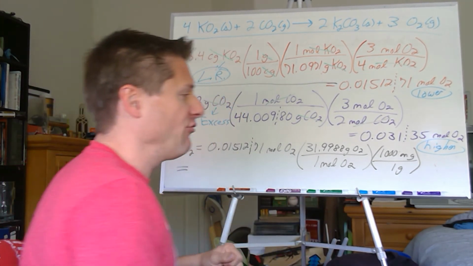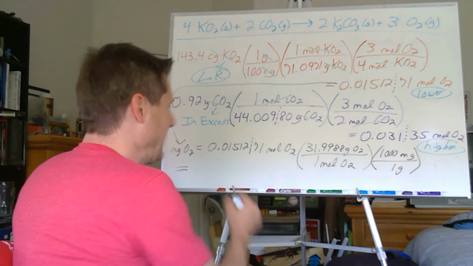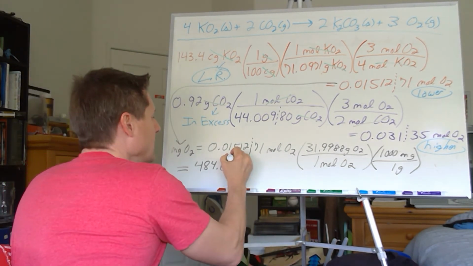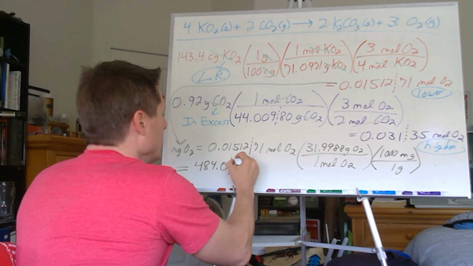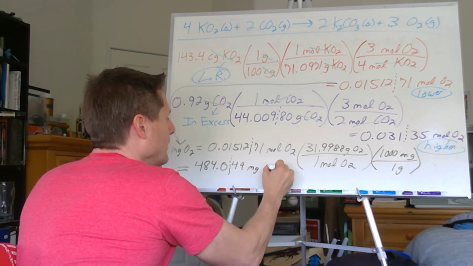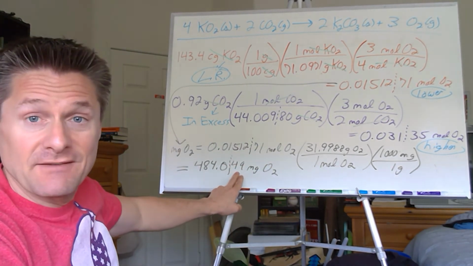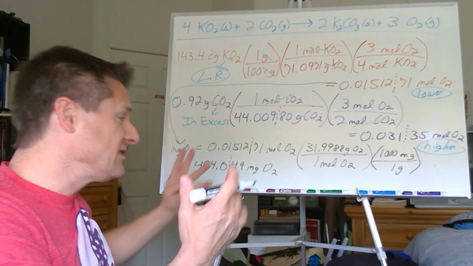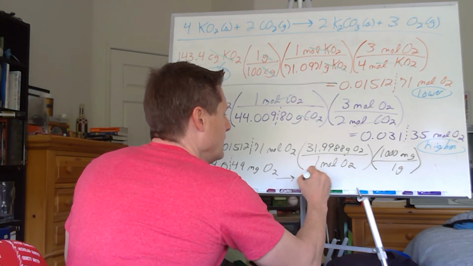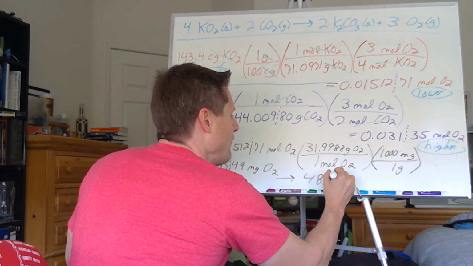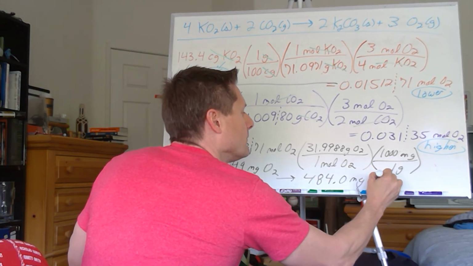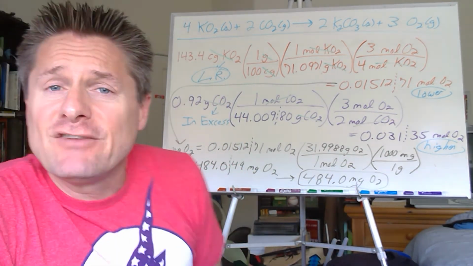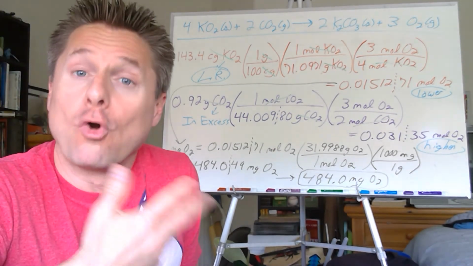And when you punch this out, I get 484.049. So 484.0, there's my 4 significant digits. So let's put a little vertical dash line. 49 milligrams of oxygen. That's less than 5, right? So I don't round up. It's closer to 484.0 than it is to 484.1. So that'll stay at 484.0 milligrams of oxygen. So not difficult, just a longer problem than normal stoichiometry.